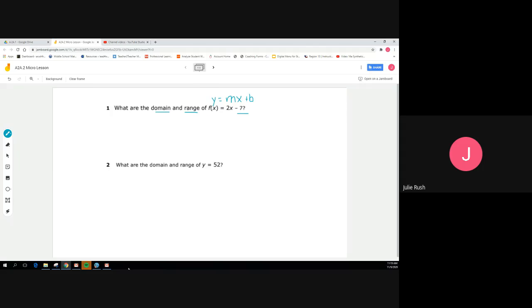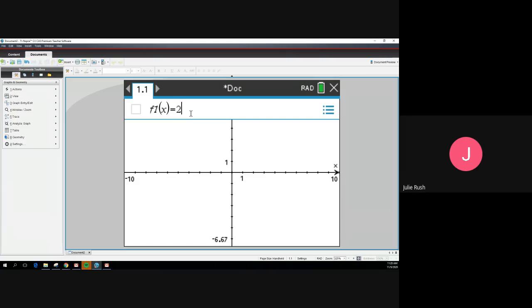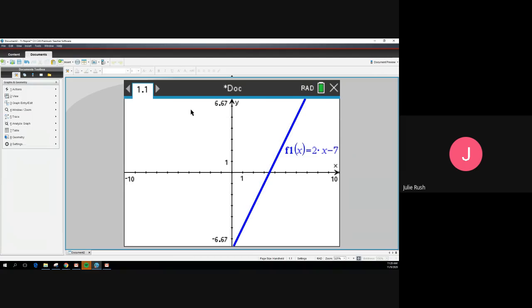Since I've already been given an equation, I'm going to go to my calculator and type in my equation. So let's type in 2x minus 7 and hit enter, and I can see the graph of my line. This line extends infinitely to the left and to the right and up and down because it has an arrow on both ends. So if I was to draw the graph of it, I would be drawing a graph with an arrow on both ends of my line.